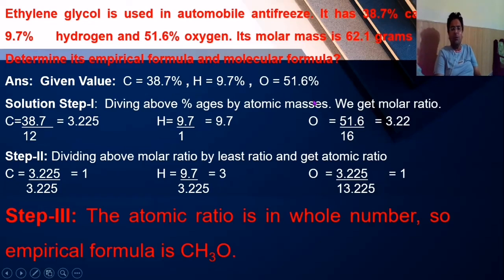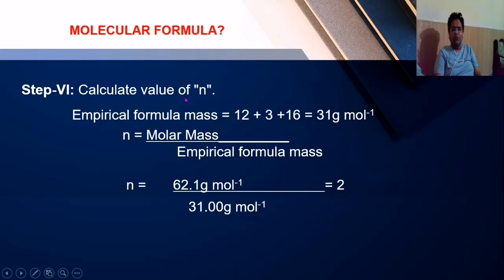Now how can we calculate the molecular formula? For the molecular formula we have to calculate n. For n we have to calculate the empirical formula mass. Its empirical formula was CH3O. C is equal to 12, H3 is equal to 3, O is 16. Its empirical formula mass is 31. How is n calculated? Molar mass divided by empirical formula mass. The answer will be 2.